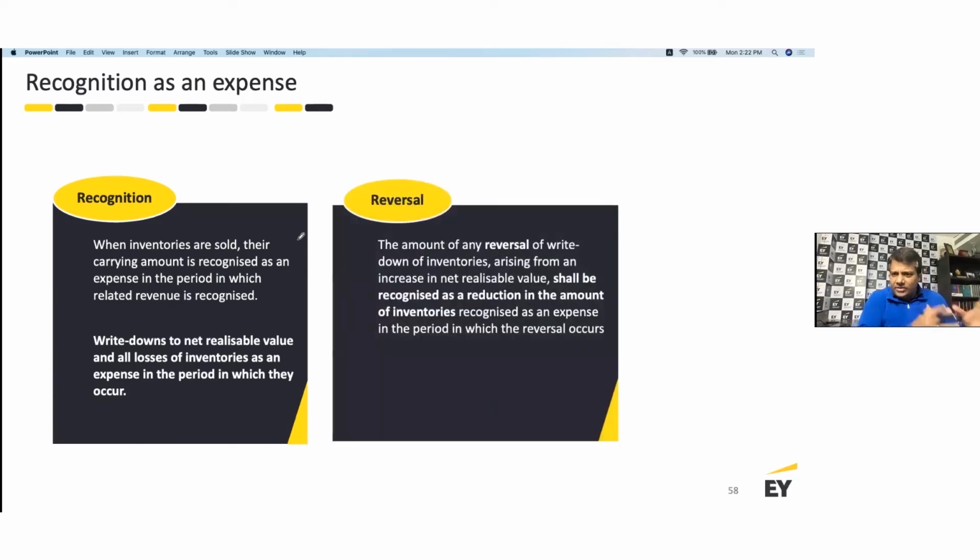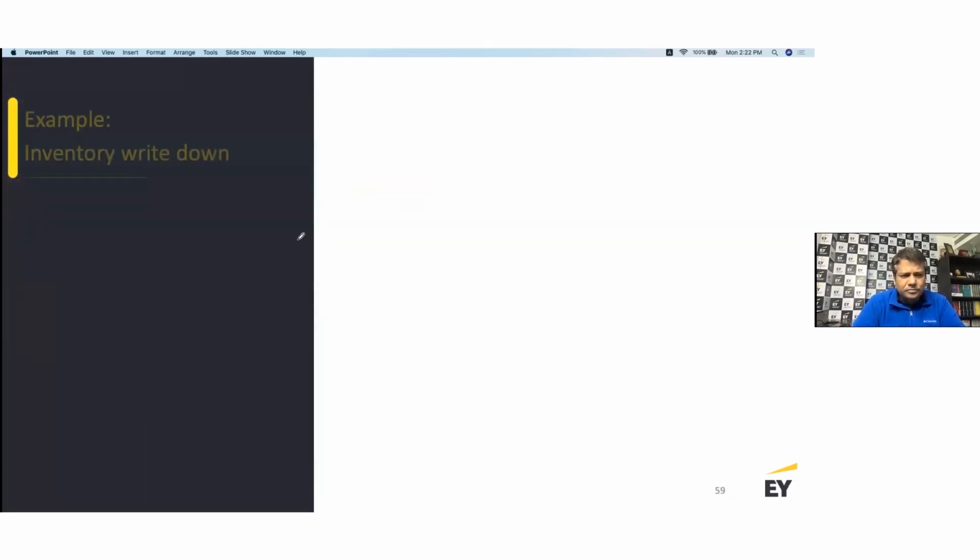If there's a reversal, we saw in one example that the market condition improved, this reversal is recorded as a reversal in the cost. They are not income. The amount of any reversal of write down of inventories arising from an increase in net realizable value shall be recognized as a reduction in the amount of inventory recognized as an expense in the period in which the reversal occurs. Okay, let's look at an example on an inventory write down.